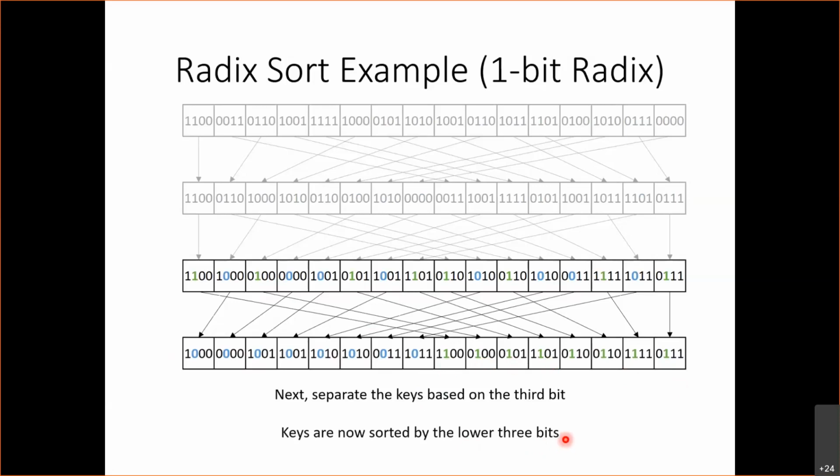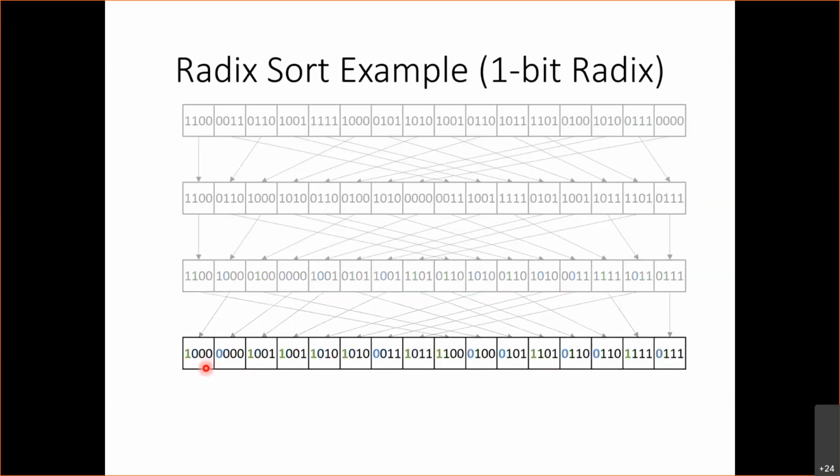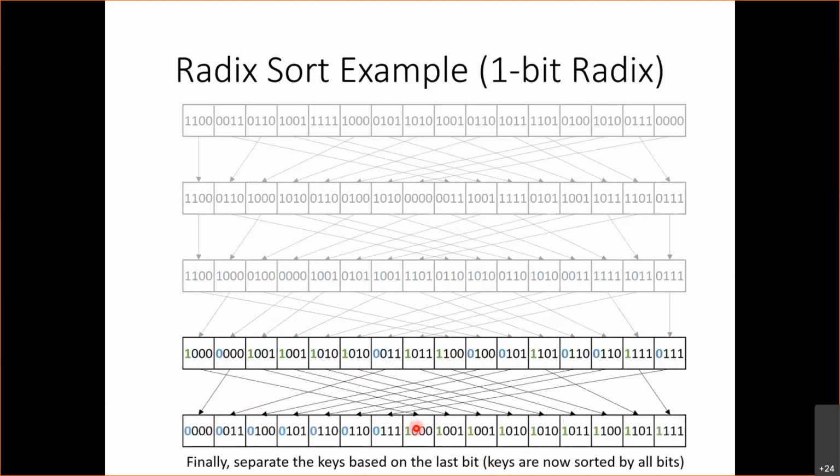So now we look at the most significant bit, the fourth bit. And what we do is we separate the keys based on the last bit. So we put all the elements whose last bit is zero together, and then all the elements whose last bit is one together. And now we have a sorted array. So this is how radix sort works.